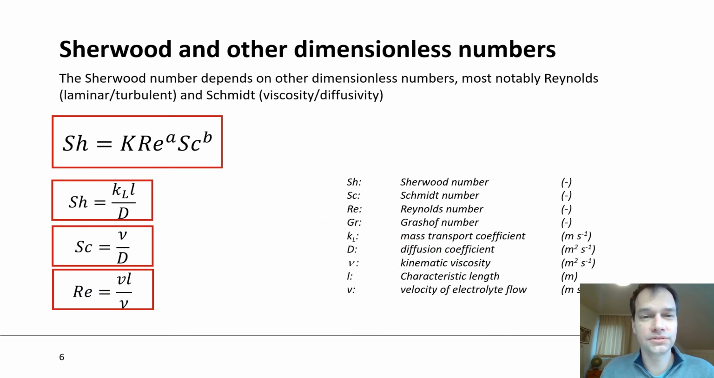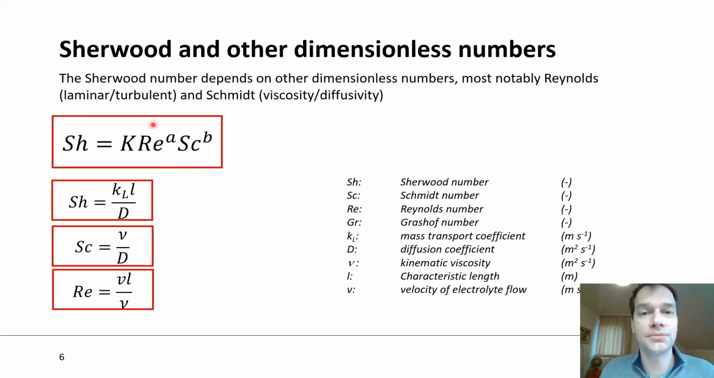The Sherwood number for a particular electrochemical reactor depends on other dimensionless numbers, most notably the Reynolds and the Schmidt number. And you can get then certain mass transfer correlations. So this is a mass transfer correlation. It says that the Sherwood number depends on a constant multiplied by the Reynolds number to a certain power multiplied by the Schmidt number to a certain power.